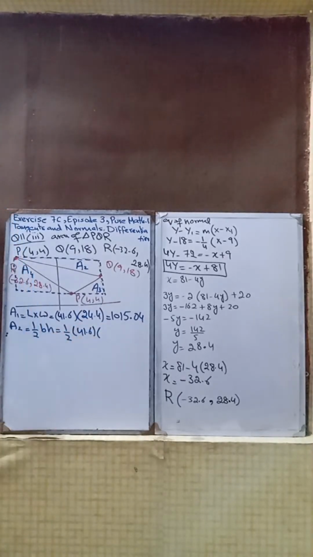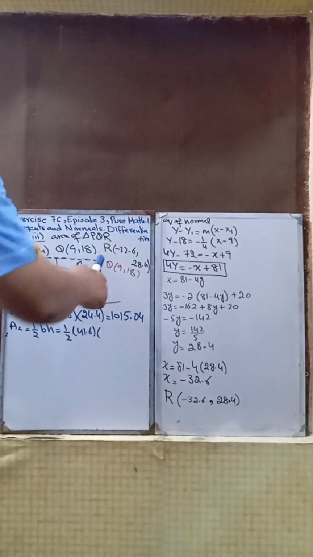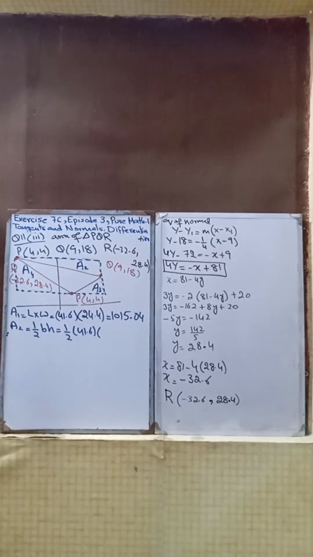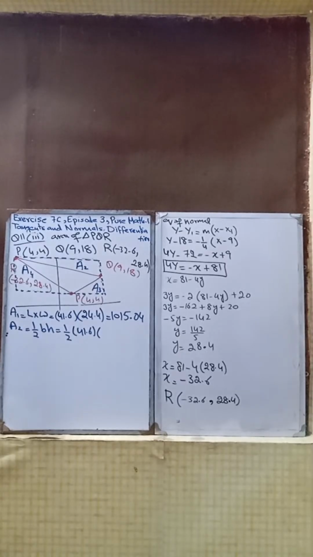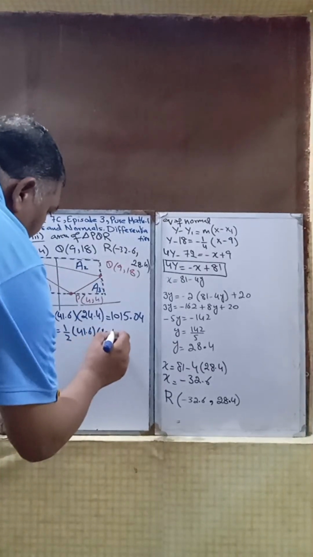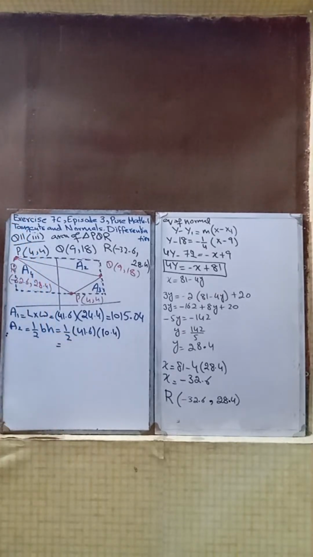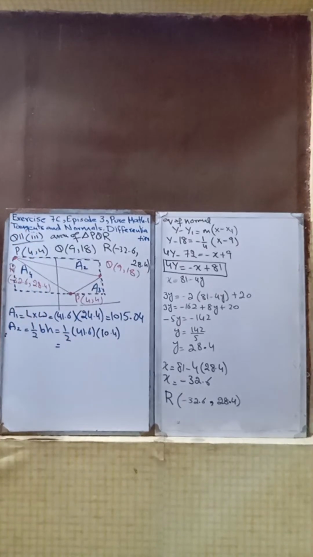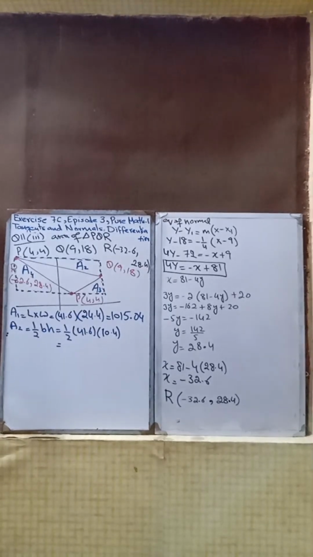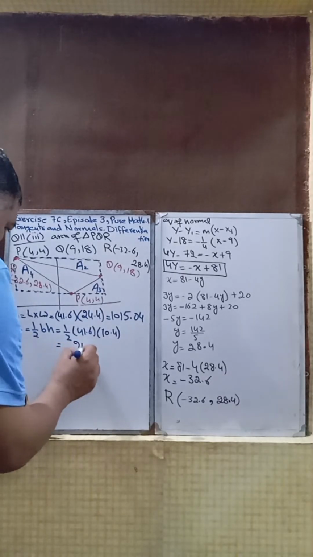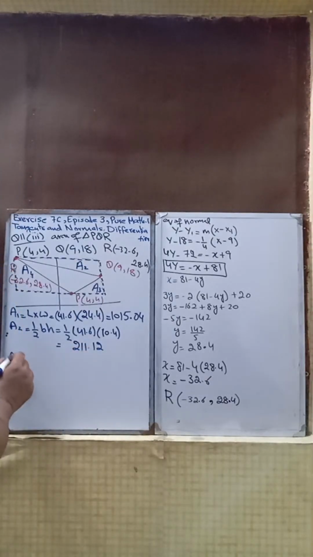And the height is, this point, its y is 18. This point, its y is 28.4. So 28.4 minus 18, and that is 10.4. So this height is 10.4. So when you multiply them, you get their area. I can use the calculator. 1 divided by 2 multiply 41.6 multiply 10.4. And this is 211.12. So then I will find the area of A3, which is this right angle triangle.